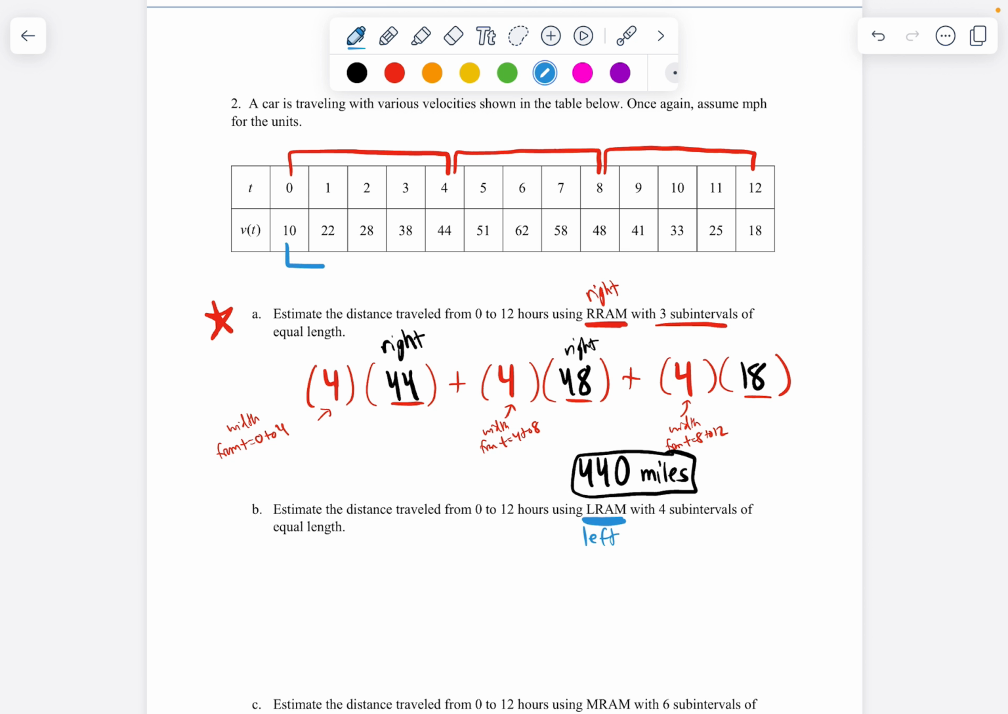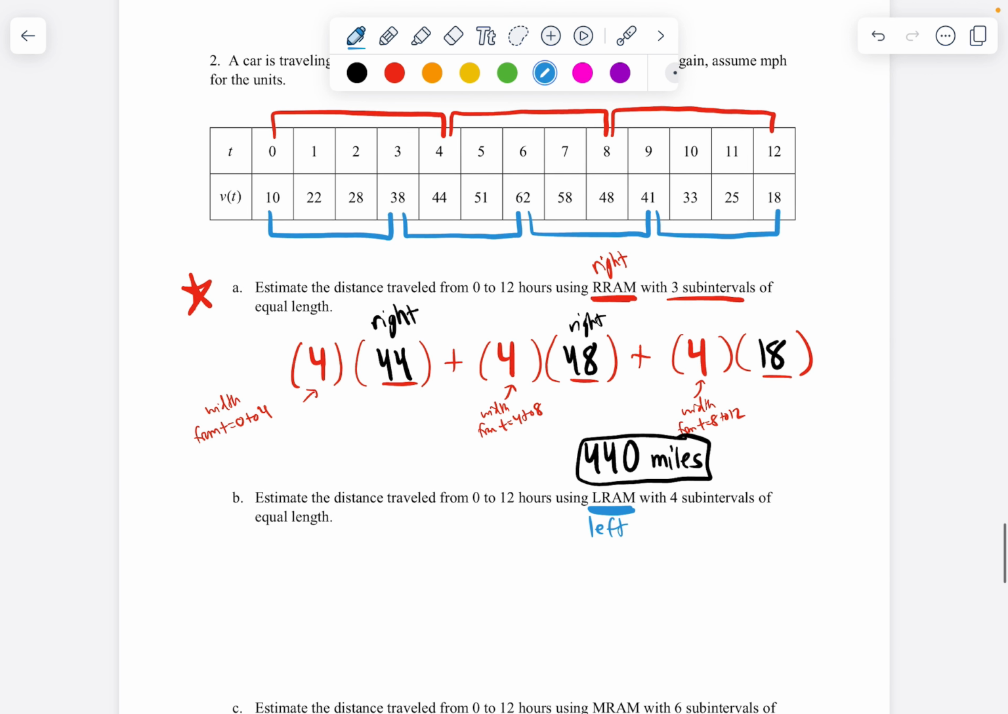So it's from 0 to 3, from 3 to 6, from 6 to 9, and from 9 to 12. Those are my 4 different groups now. So when I do width times height plus width times height, plus width times height, each of these widths now is 3. Every rectangle is 3 wide, which comes from the width of t equals 0 to 3, and continues 3 to 6, 6 to 9, 9 to 12.